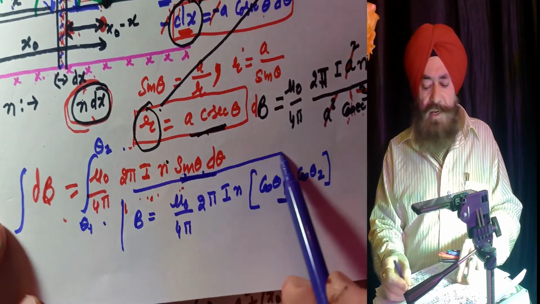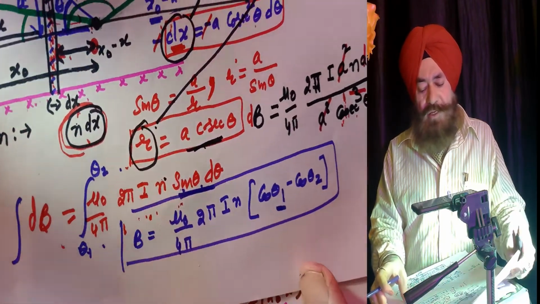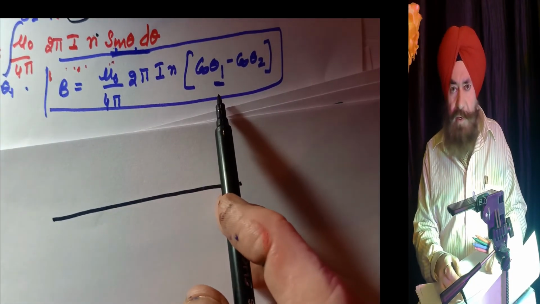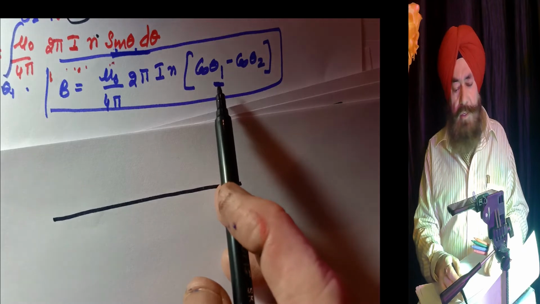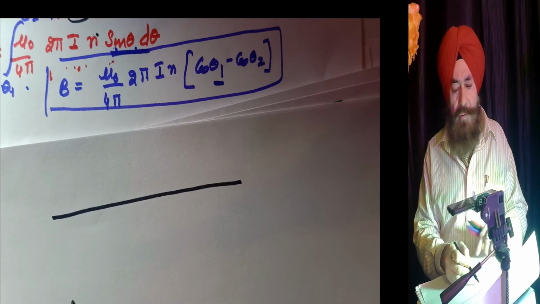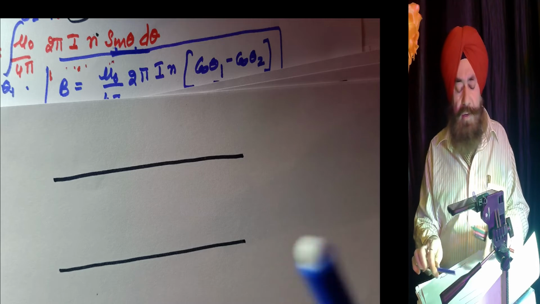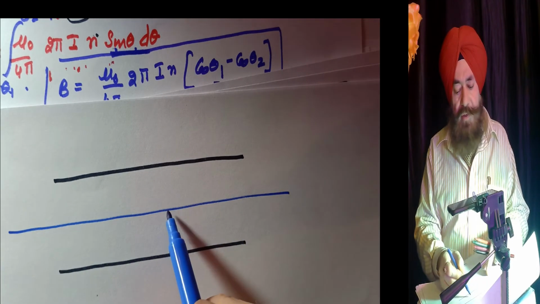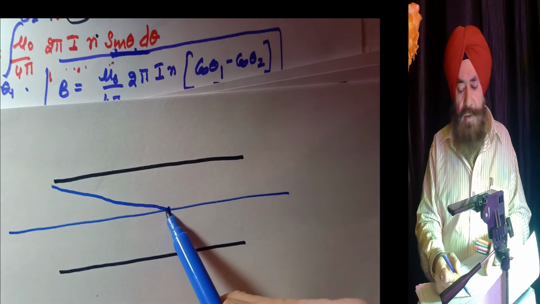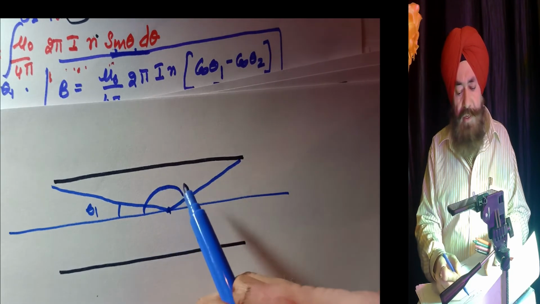So this is the expression of the magnetic field of this solenoid. Now I consider a special case. This is the formula of magnetic field due to the solenoid, with length in terms of the angles theta 1 and theta 2. Now this was my solenoid and this was the axis. Here was my observation point. This angle was theta 1. This angle was theta 2.